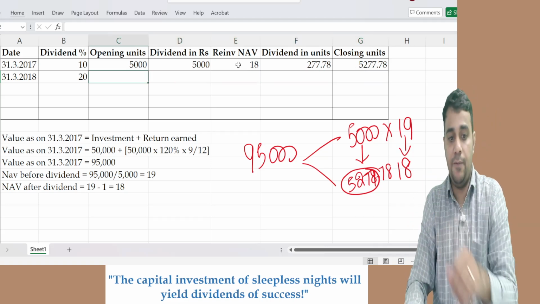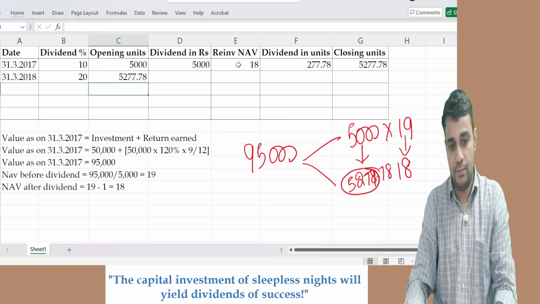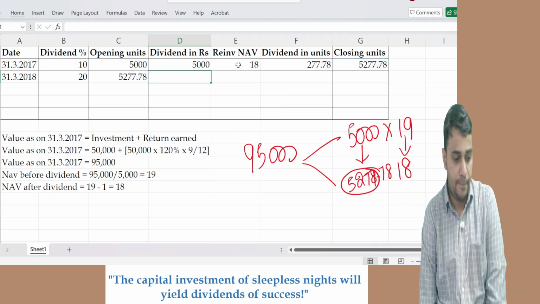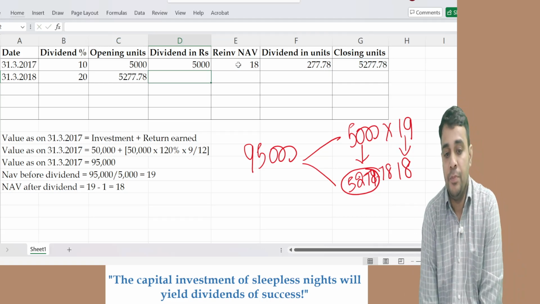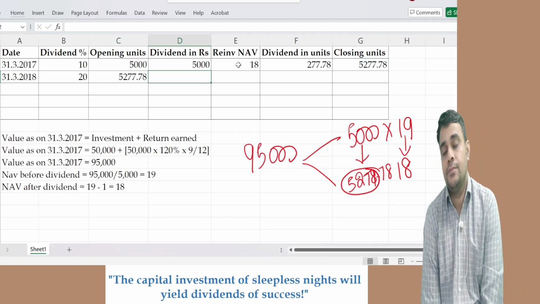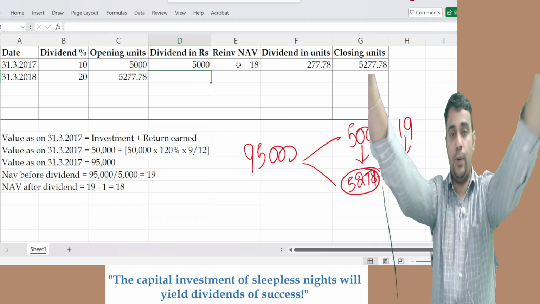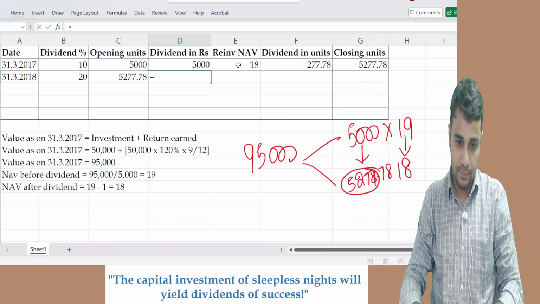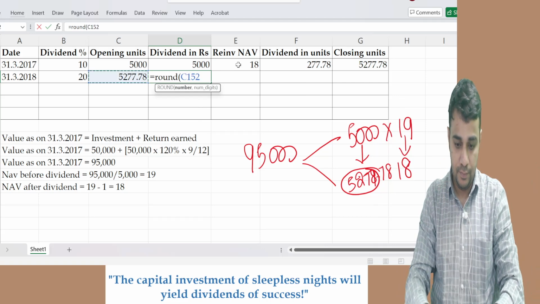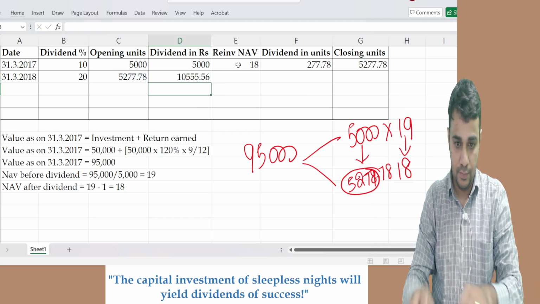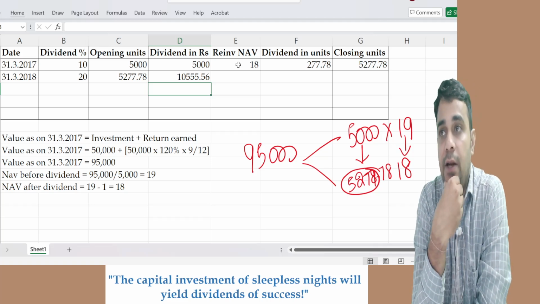Repeat in the next table. 5277 into 20%, 10,555.56.